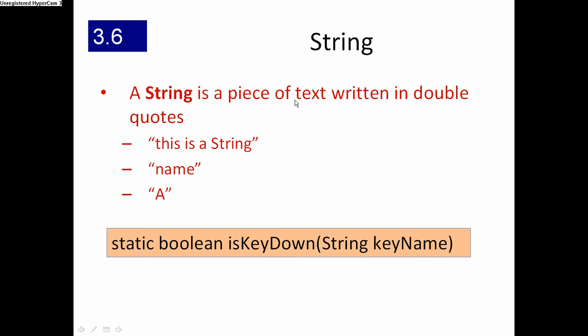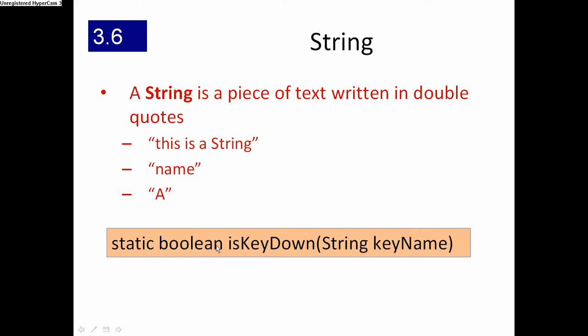Here are some notes. String. A string is a piece of text. String is text. It's a word written in double quotes. There are objects, we deal with crabs and things like that. Those are objects, those are robots or guys. But the string is just text. It's just like the letter A, the word name. Static Boolean isKeyDown, String keyName.